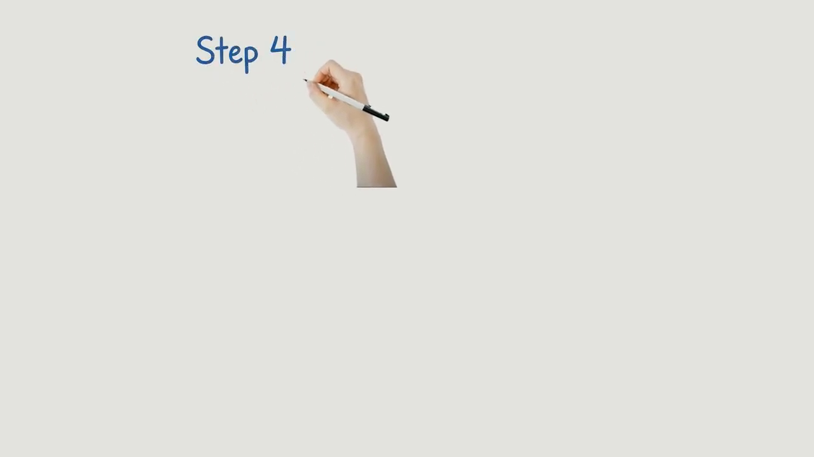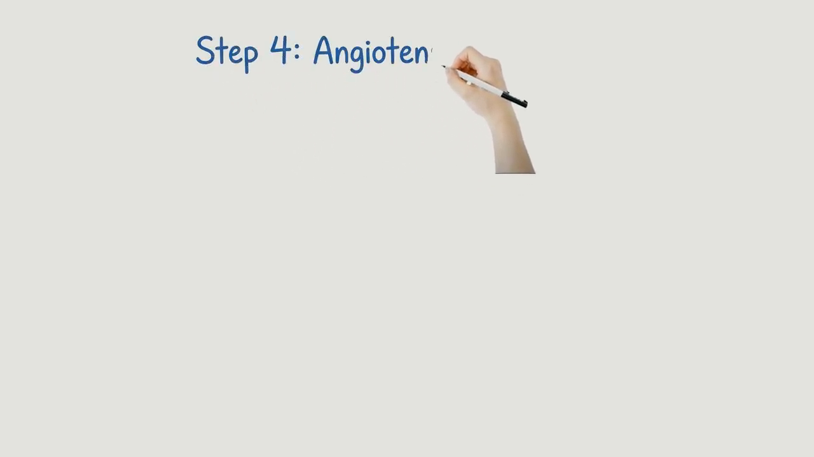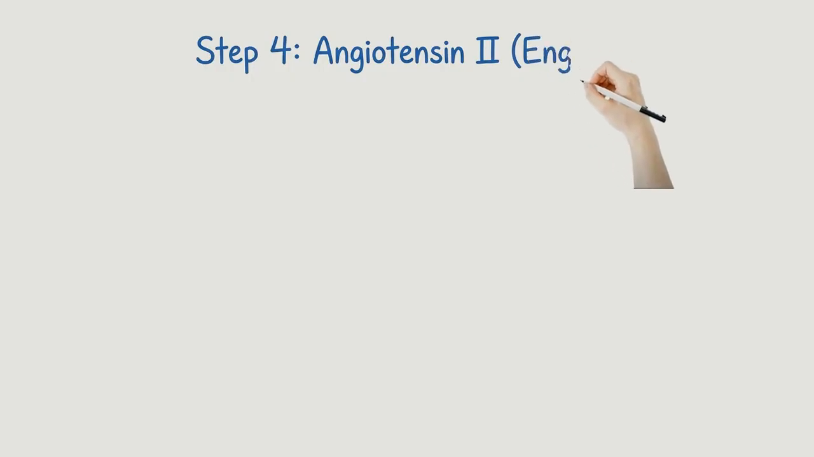And one more for completeness. Aliskiren is a direct renin inhibitor. It blocks step 1 of the entire cascade. Low yield, but if you see it, you now know exactly where it fits. Now we reach step 4, the engine of the system, angiotensin 2.